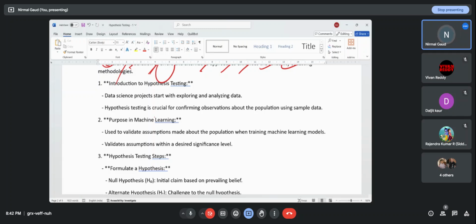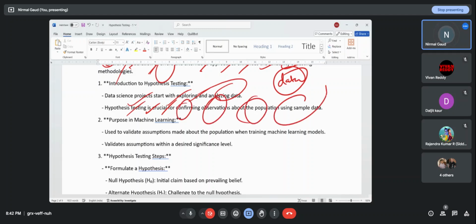A data science project starts with exploring and analyzing the data. That's what we do. First we get the data, we understand the data. We check each and every feature. What is the meaning of the feature? What is the value present in the data? We do the analysis. We explore. And hypothesis testing is crucial for confirming the observations about the population using the sample data.